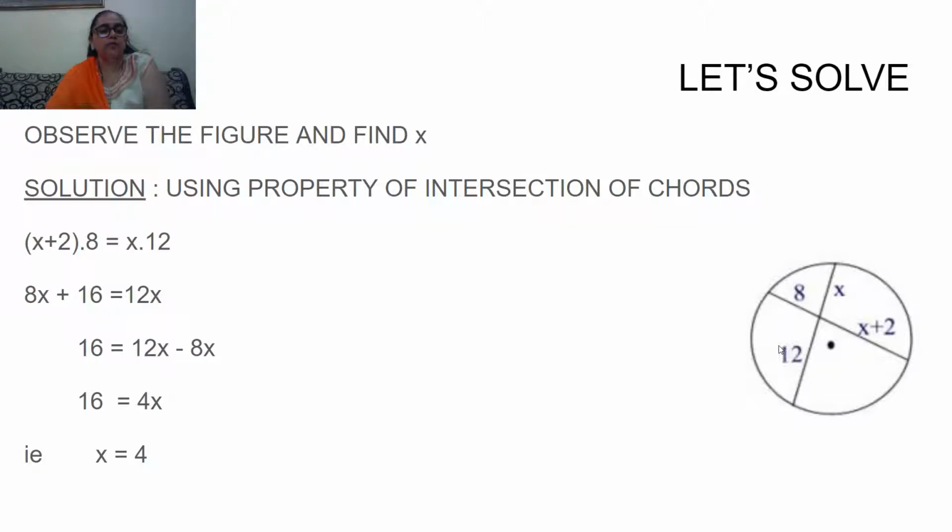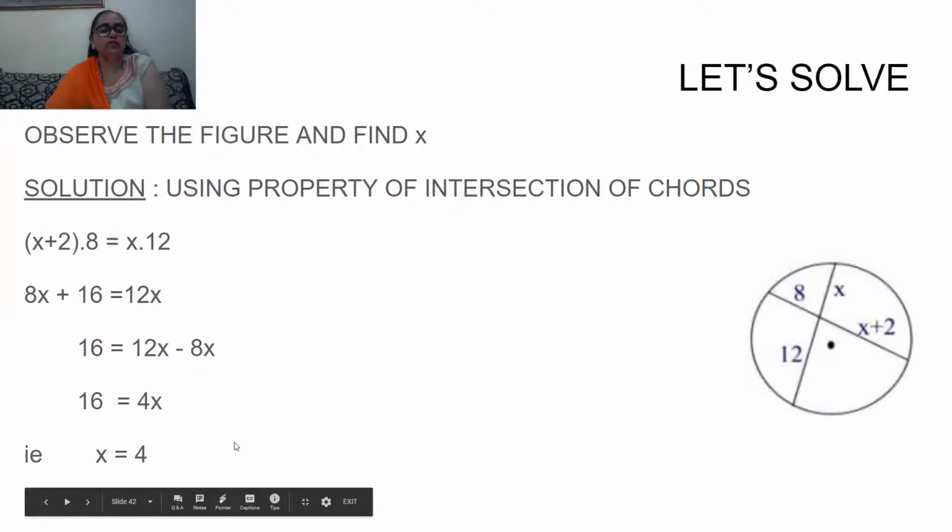Let's solve another problem, using the property of intersection of chords. Here the data is given. You have to find the value of x. As we know, these are intersecting chords. We know that (x plus 2) into 8 is equal to x into 12. Solving this linear equation, we get the value of x equal to 4.